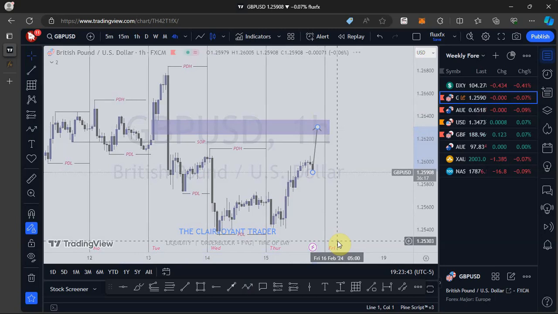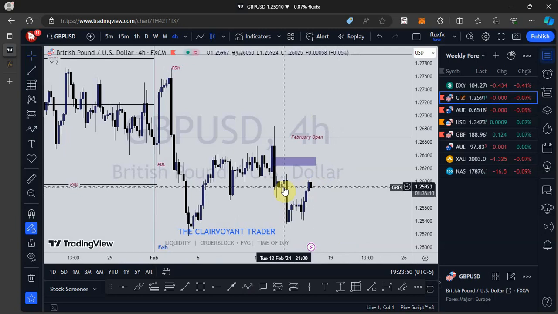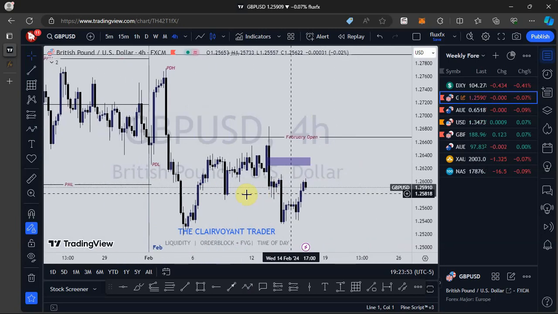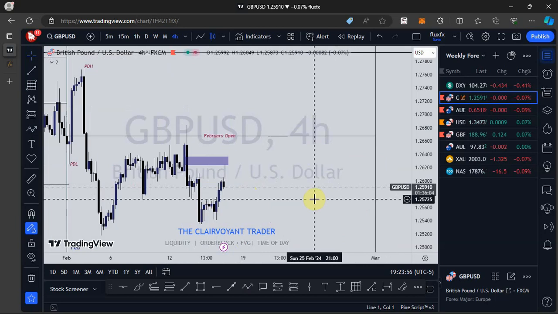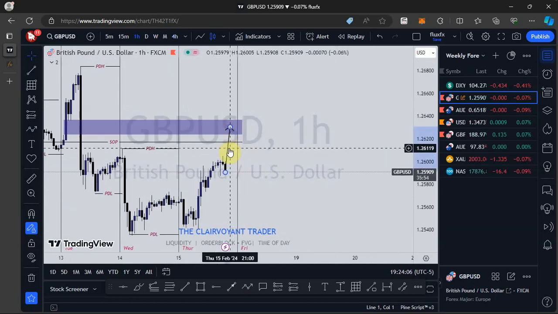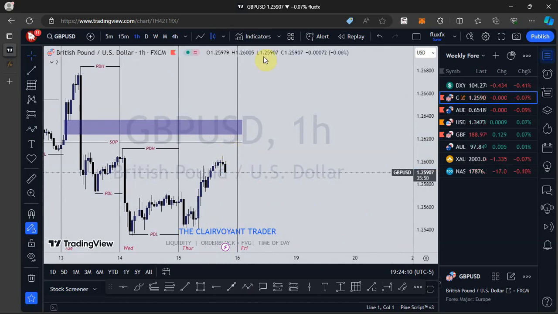Because on a higher time frame, GBPUSD is still looking bearish. So as it stands now, I'm still bearish on GBPUSD. It's just that price action on the lower time frame, or let's say the 1 hour time frame, hasn't been clear enough at the moment, after we had this impulse move right here. So I'm looking at how price will react.